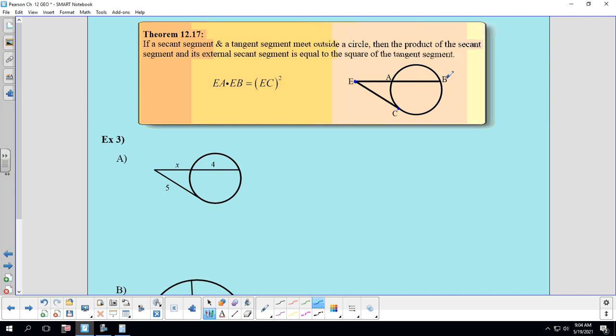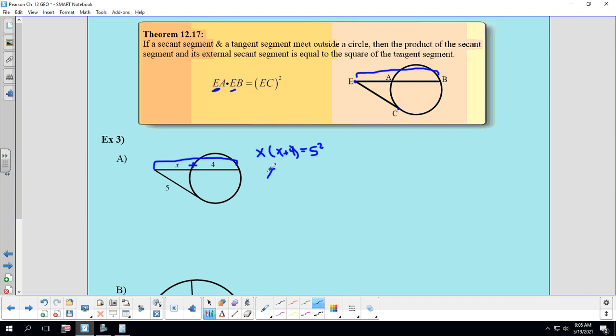So when we have a secant, a secant, and a tangent, oh, we know those words. The formula is EA, the outside piece, times the whole thing, EB, is equal to EC times EC, or EC squared. Let me show you how we're going to use it. The formula goes: the outside piece times the whole thing. The whole thing is x plus 4. Equals the tangent piece squared.